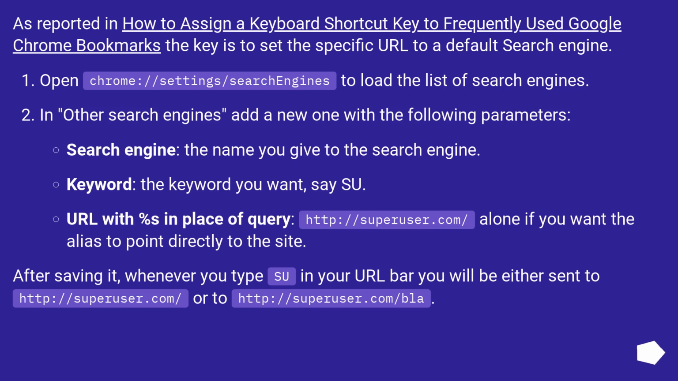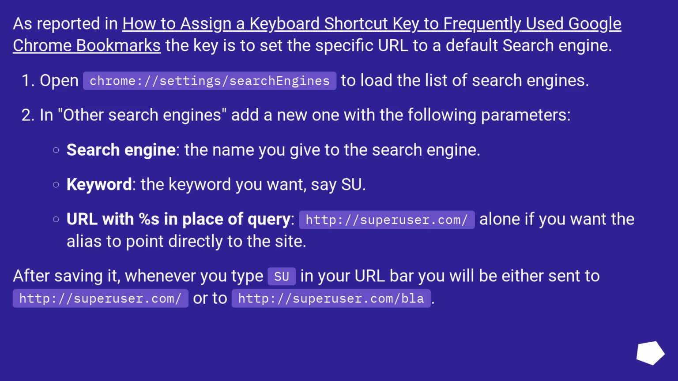As reported in How to Assign a Keyboard Shortcut Key to Frequently Used Google Chrome Bookmarks, the key is to set the specific URL to a default search engine. Open Chrome colon//settings/searchEngines to load the list of search engines. In other search engines, add a new one with the following parameters.